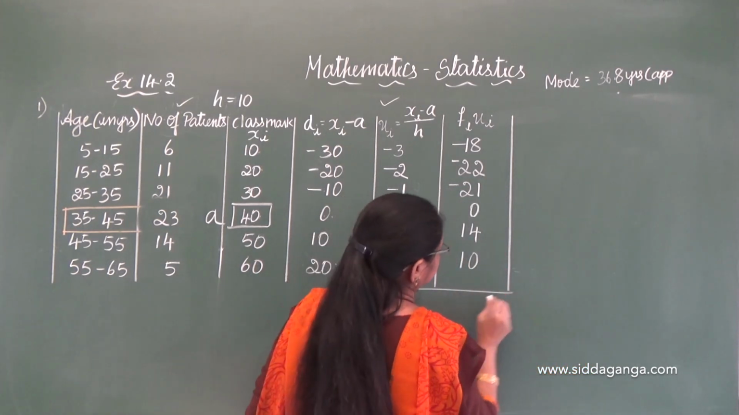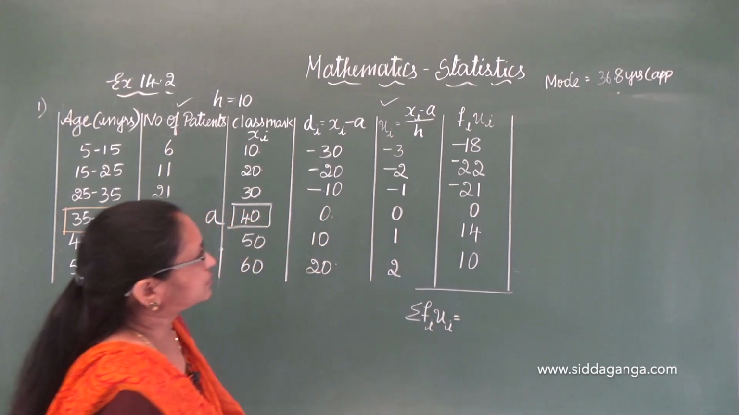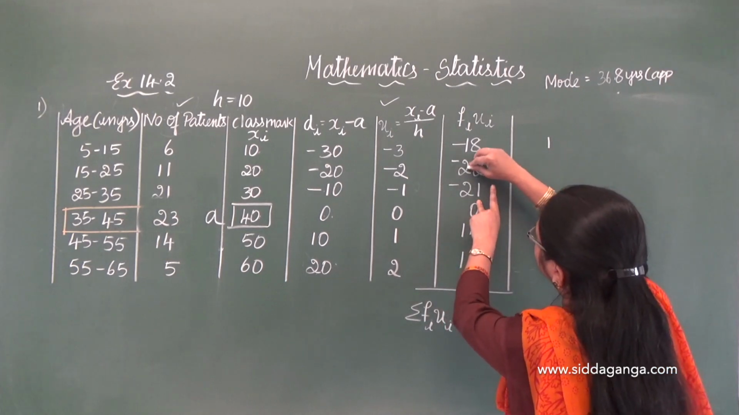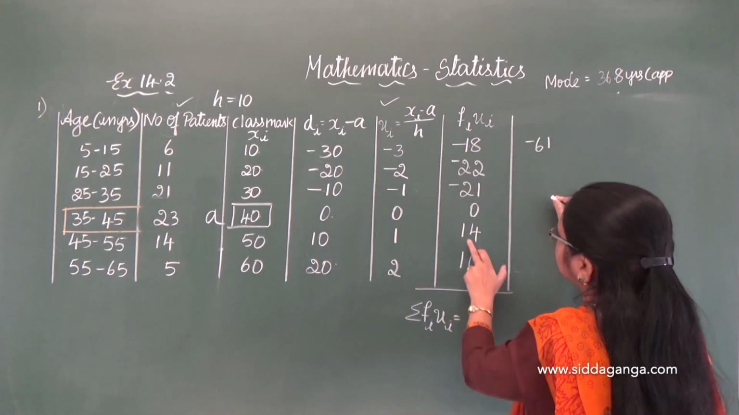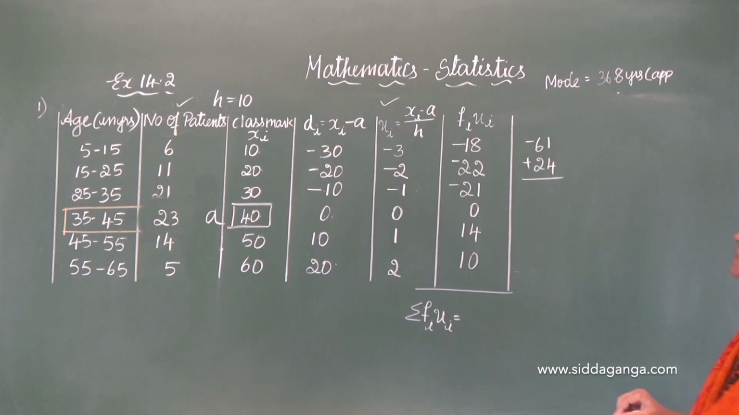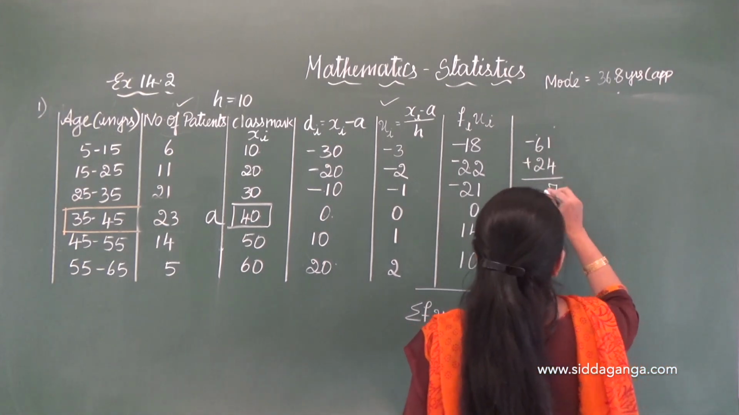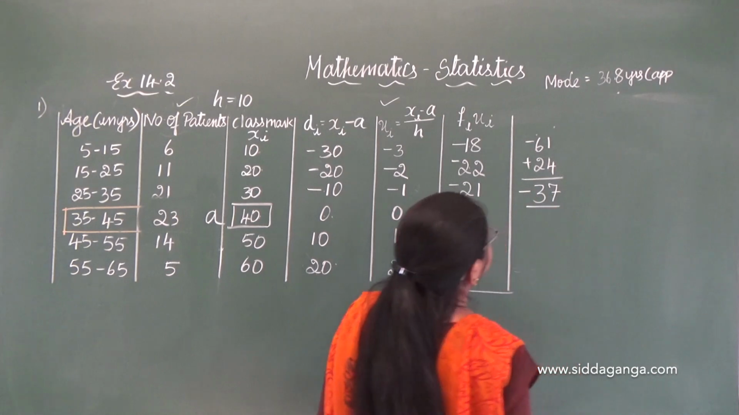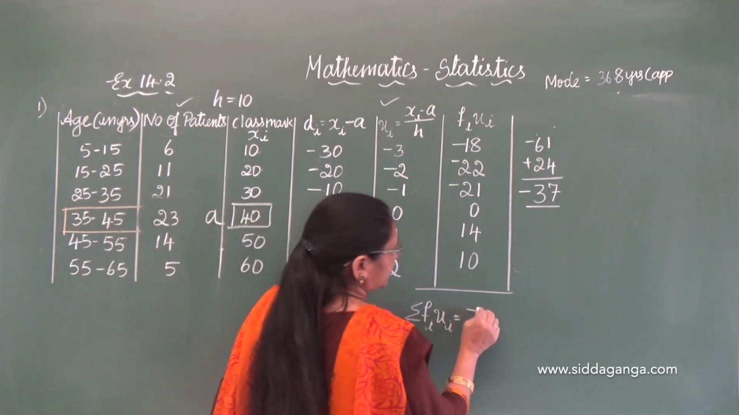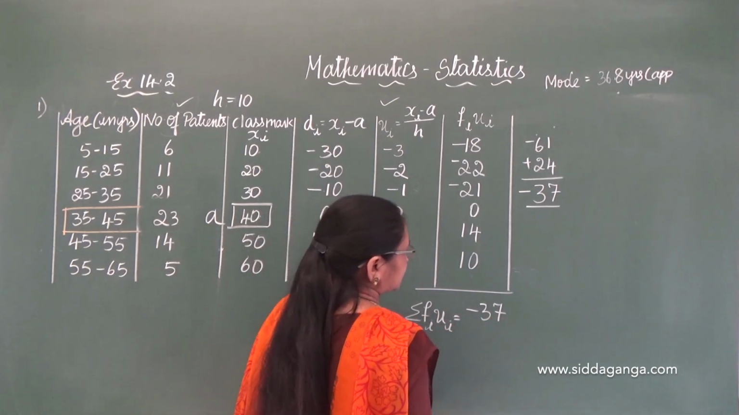So let us find sigma fi ui. We'll add all the minus terms: 10, 11, 1, 2, 3, 4, 5, 6, that is minus 61, and here 24 plus 24 is 48... now 11 minus 4, 7, and here 37, minus 37, because the greater number's sign will be taken. So sigma fi ui is equal to minus 37.